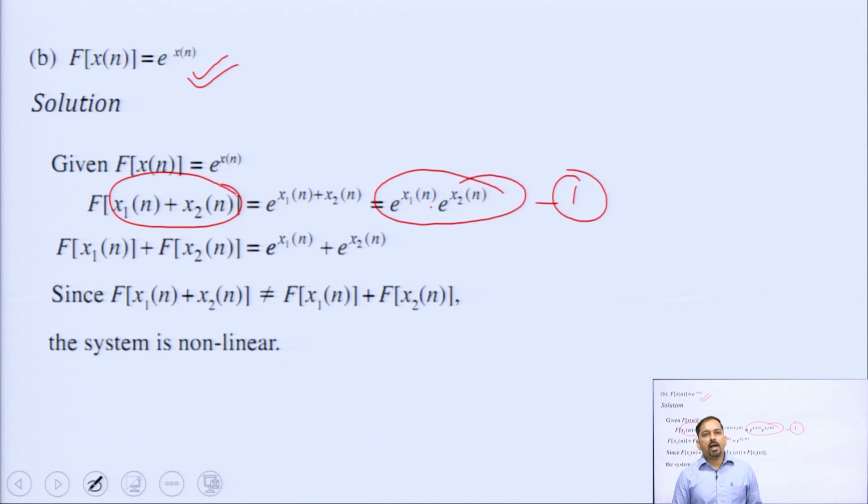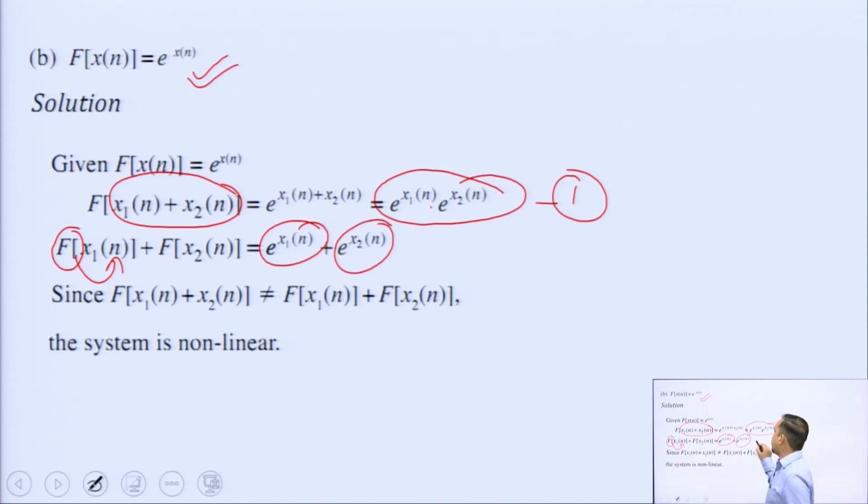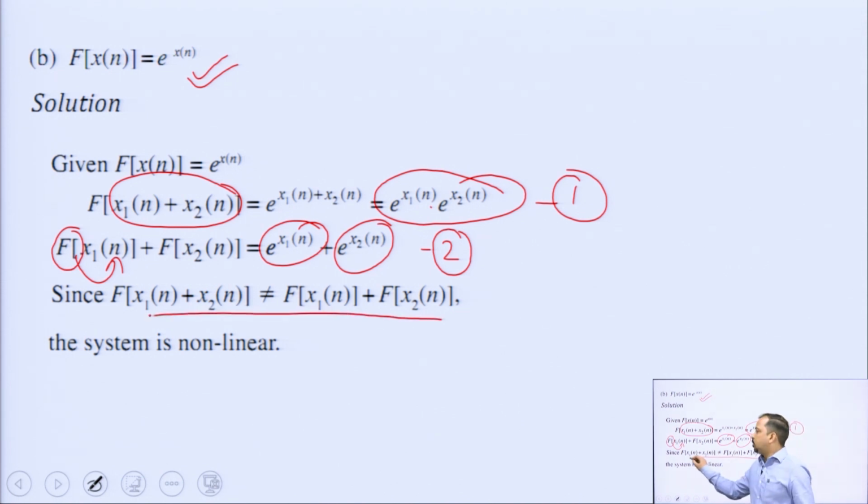Now, we will apply the system directly to the signals x1(n) and x2(n). So, we are getting e raised to power x1(n) plus e raised to power x2(n), which is, let us say, equation number 2. And by seeing both equations 1 and 2, in the first equation both are available in a product form, whereas in equation number 2 both are available in a summation form. So, we can say that again these two equations are not equal. If they are not equal, then the principle of superposition is not verified and the system is said to be non-linear.